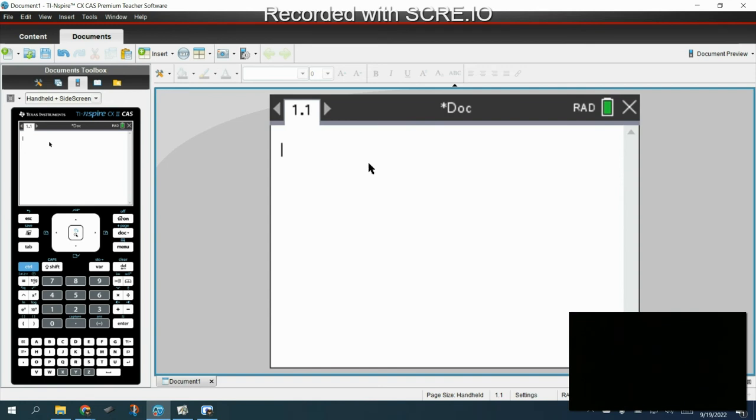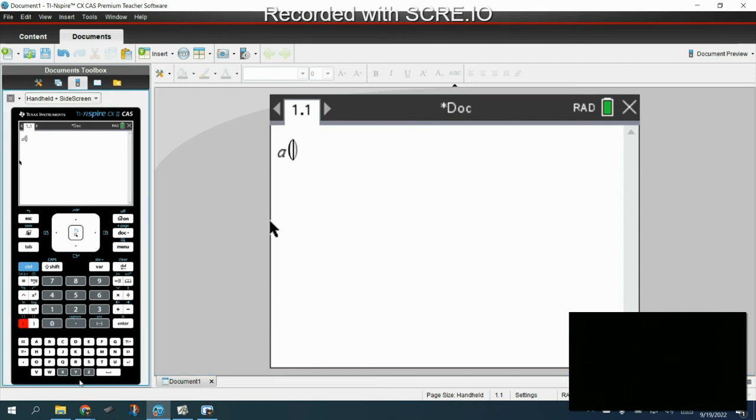All right, so we're going to go to a calculator page. And we're just going to start by typing a of t, like that. And then if you hit the control and then this button that's next to 9, you'll see a little colon equals above that, like that. That's the one you want.